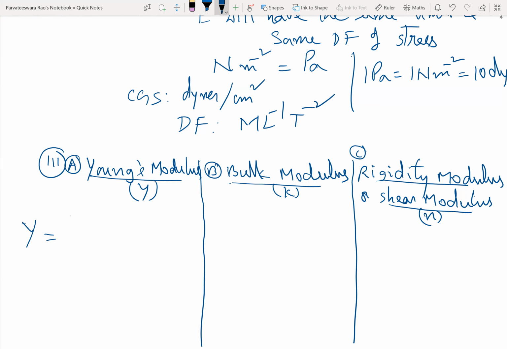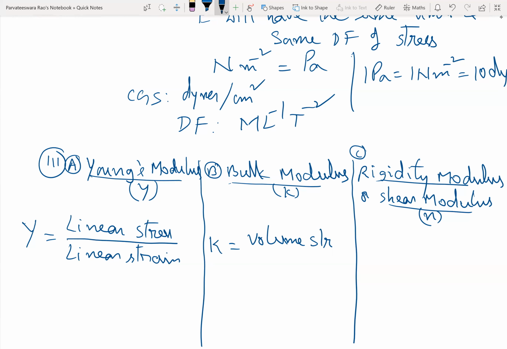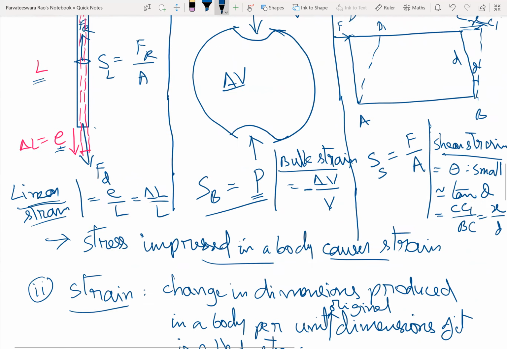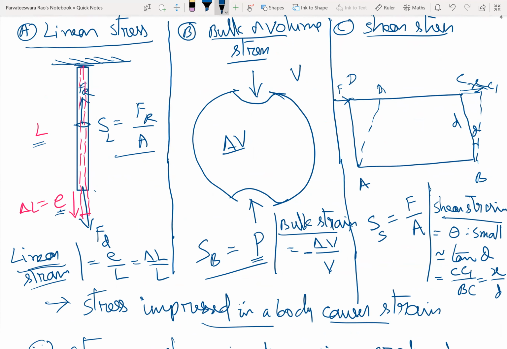Young's modulus is linear stress by linear strain. Bulk modulus K is volume stress by volume strain. Rigidity modulus is shear stress by shear strain. Now, linear stress is restoring force per unit cross sectional area.